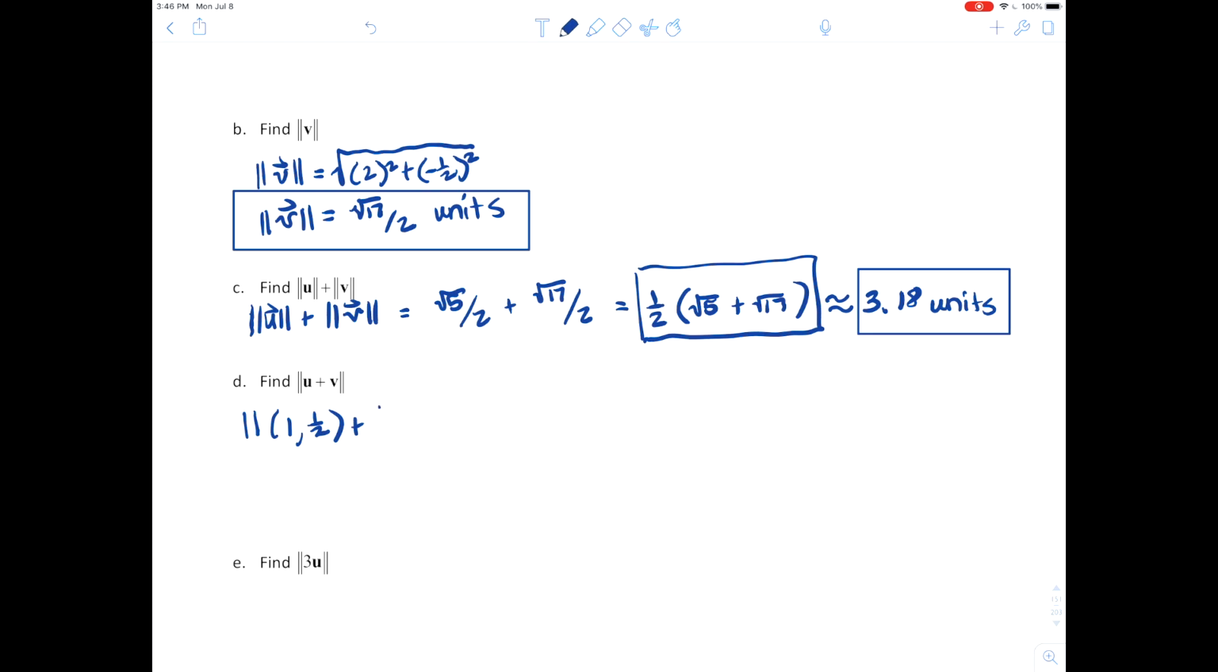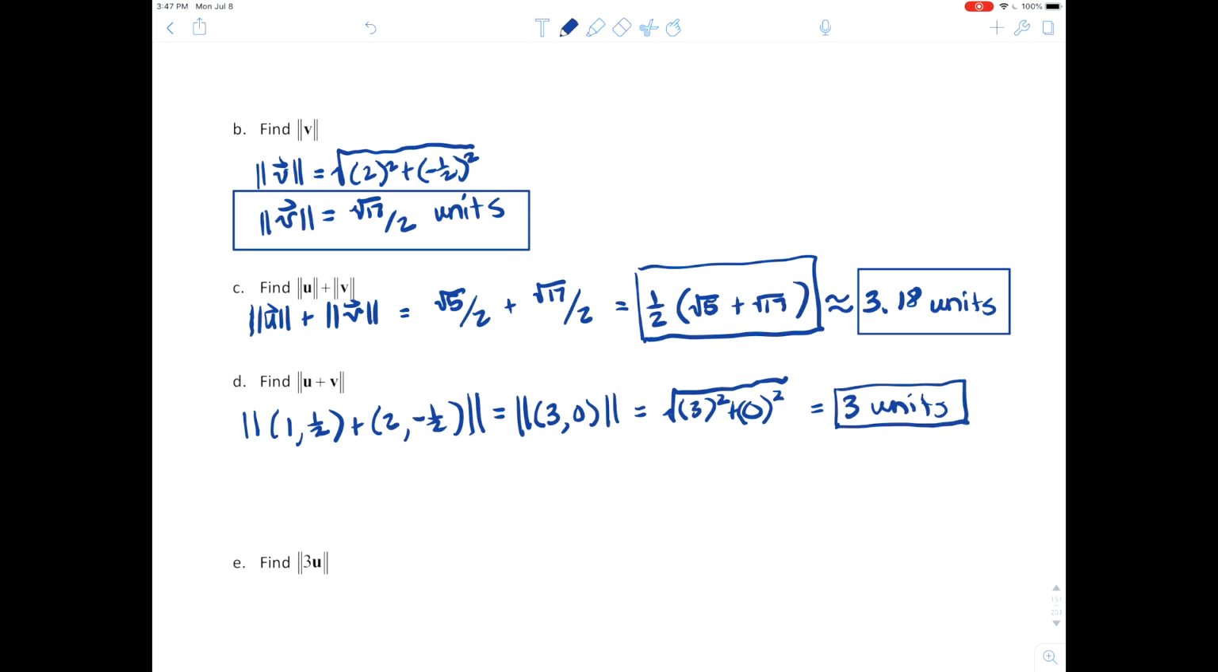And then v was (2, -1/2). All right, well, what's that going to give us? We're going to have the magnitude of the vector that terminates at (3, 0), which is equal to the square root of 3 squared plus 0 squared, which is just going to give us 3. And 3, notice, is not equal to 3.18. Cool? So you can't break apart the magnitude because you'd be breaking apart a square root, which we don't do.